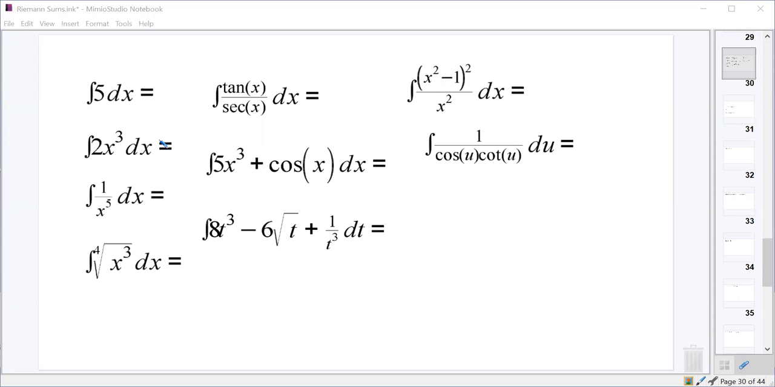What's the integral of 5 dx? The indefinite integral of 5 dx. No, Adrian, it's not 5x. Thank you. 5x plus a constant. What about 2x cubed? Should go up to the 4th power, divide by 4, so that should become 1/2 x to the 4th plus our constant. Everybody good with that?